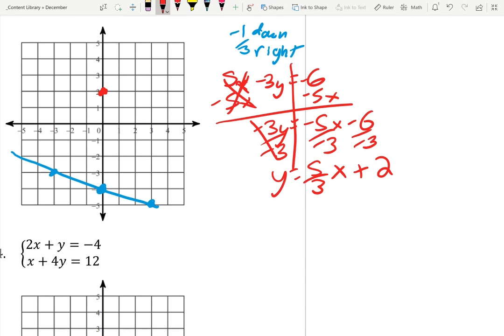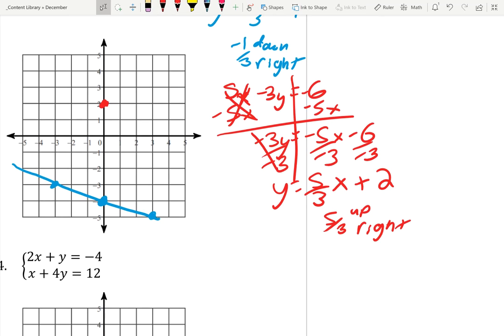And then we're going to go up 5 and right 3. So since it's 5/3, we'll go up 5 and right 3. However, I really don't have enough room to go up 5. I can't count up 5. So actually, we'll go backwards. We'll go down 5 and left 3. So down 5, 1, 2, 3, 4, 5, left 3, puts us actually right here, overlapping that other point.